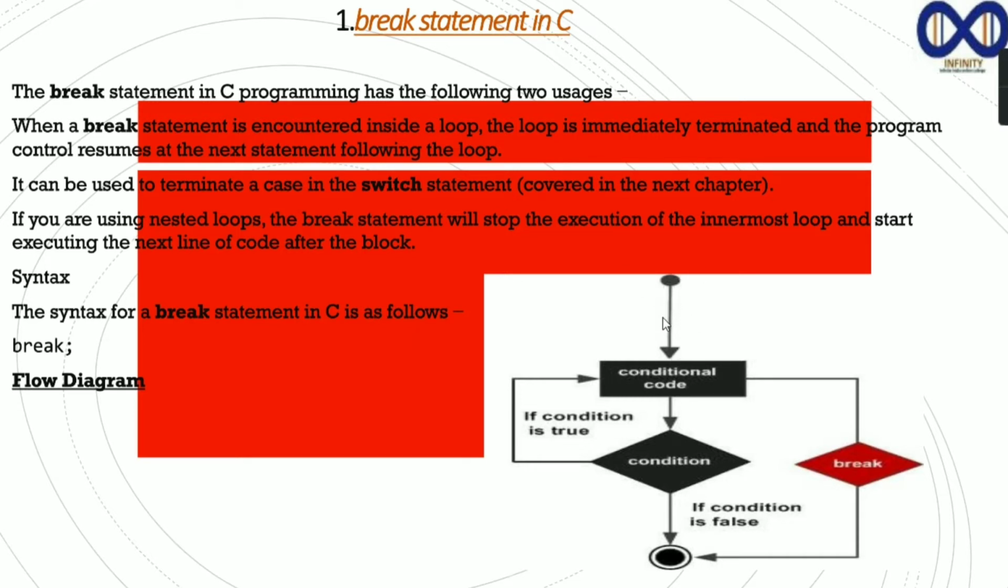It goes to the conditional code, and the conditional code checks the condition. If the condition is true, it goes to the conditional code again and repeats. When the condition is over, it sends to the break statement, and the break statement sends to the end of the program. If the condition is false, no process is executed, and it goes directly to the end of the program.